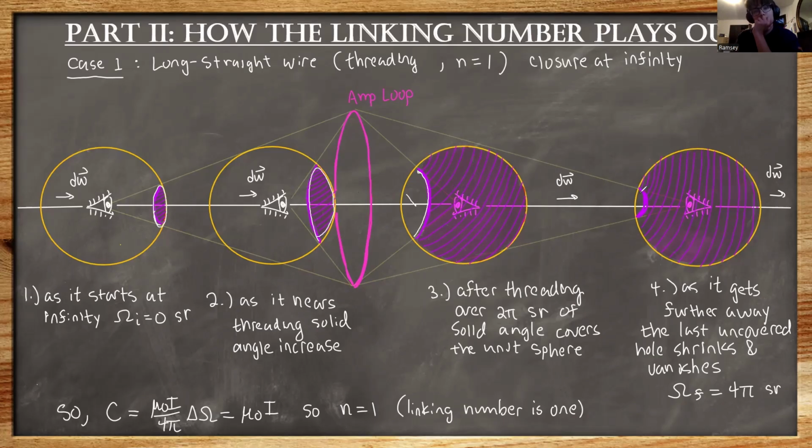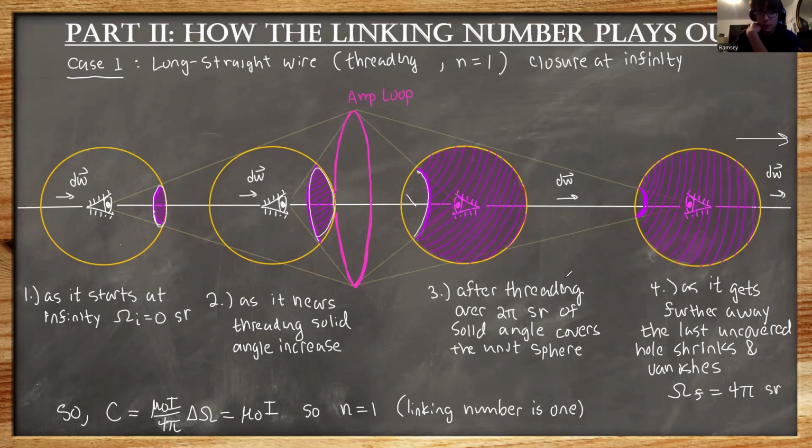And as you walk further away, that blank spot gets smaller and smaller. And most of your unit sphere is filled up with solid angle. And then you continue walking to infinity. What happens to this hole of solid angle that you haven't filled yet? It starts getting really small until eventually it's almost like the entire thing is just solid angle. It's filled up, right? With a full 4 pi of solid angle.